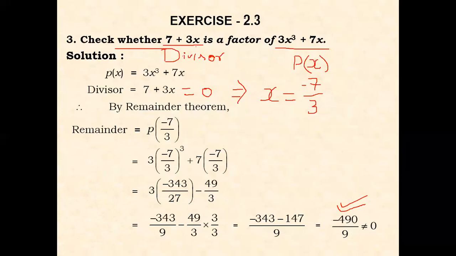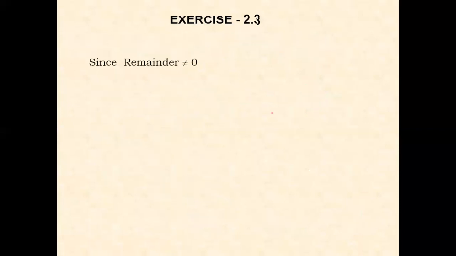So already we have discussed, whenever the remainder is a non-zero value, you can decide whether the divisor is a factor or not. So 7 plus 3x is not a factor of 3x cubed plus 7x. This is the end of question number 3 and also the end of your exercise 2.3.